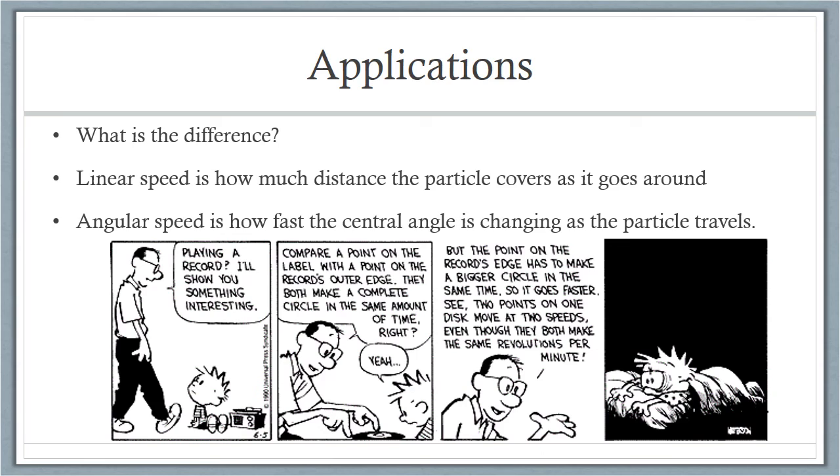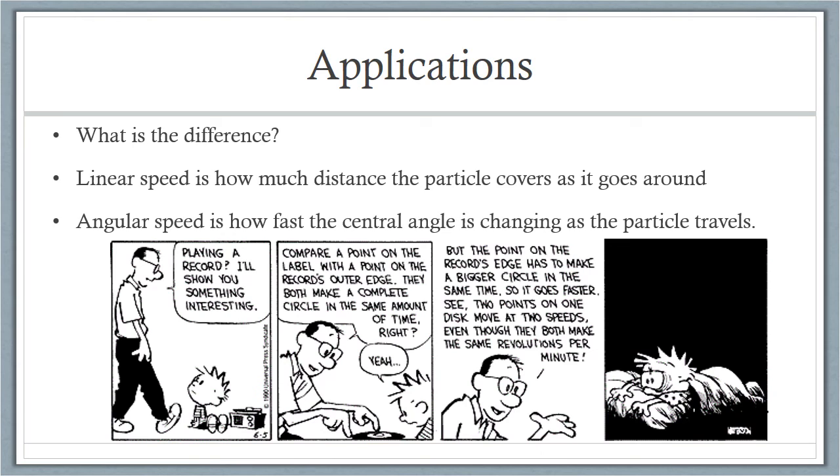But it's just illustrating the difference between angular speed and linear speed. Or think in terms of a merry-go-round, or a carousel. Think about the horses that are closer to the center versus the horses that are closer to the outside. If you want a faster ride, you're going to ride the outside horses.